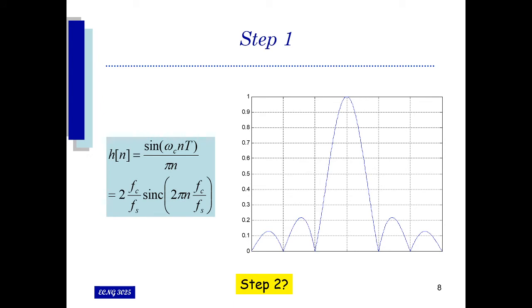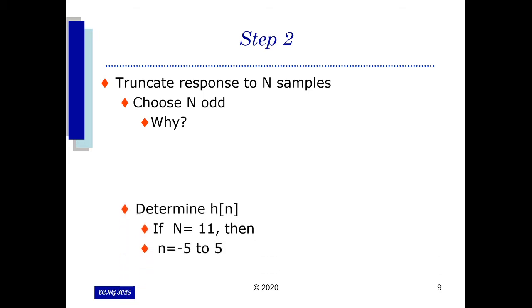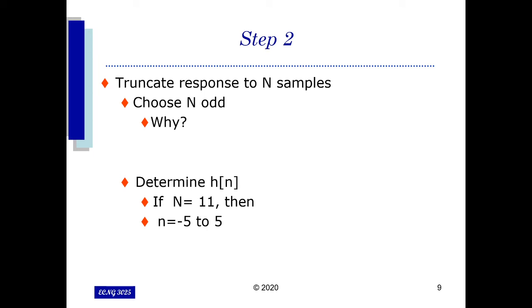the second step is that we need to truncate the response to N samples. And the reason why we choose N to be an odd index is such that we want to make sure that the sequence is going to be symmetric about a center point. So in this case, because we're going to say N here is equal to 11, that means the center point is going to be at 0. We're going to have 0 to minus 5 and 0 to positive 5, so that covers our 11 terms accordingly as well.